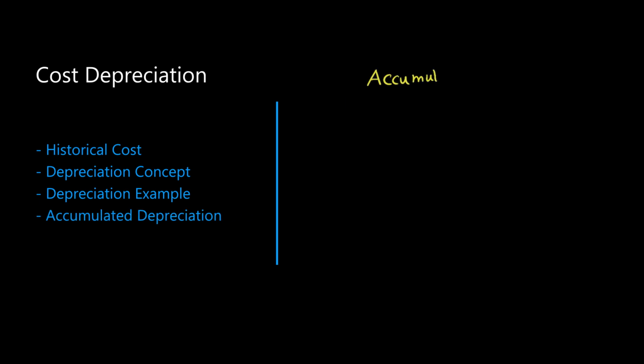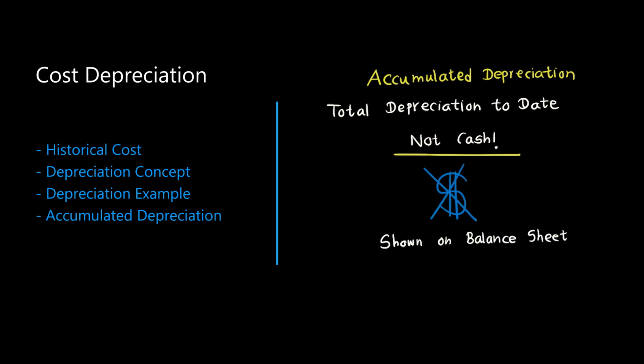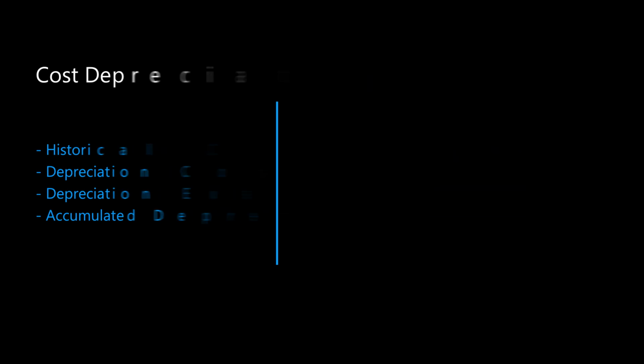Accumulated depreciation is an important concept for your exam. It's not cash sitting somewhere. It's the total depreciation recorded on an asset since purchase. You'll see it on the balance sheet as a subtraction from the asset's original cost. This shows both what you paid and how much useful life you've consumed.